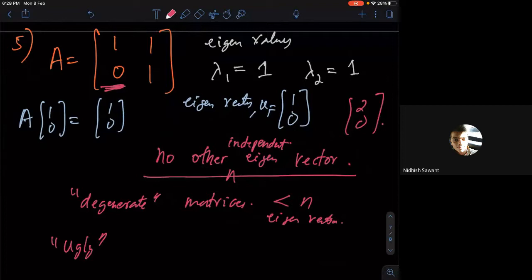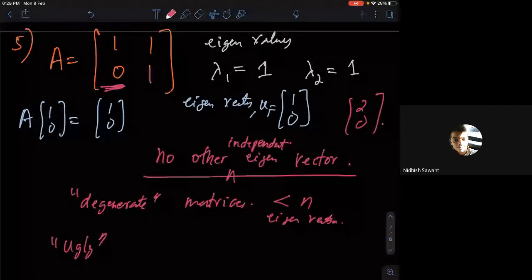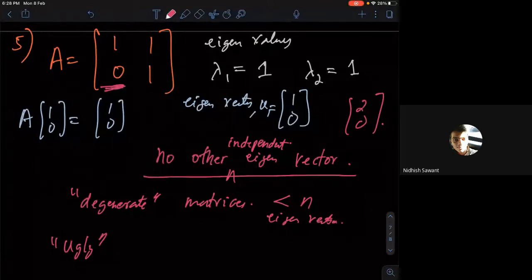Okay, so this is something someone asked me earlier. I think someone asked this question: does it mean that an n cross n matrix need not have n independent eigenvectors? A matrix need not have independent eigenvectors, and here is an example for that. We don't like such matrices. Tomorrow we will go through some of these things.